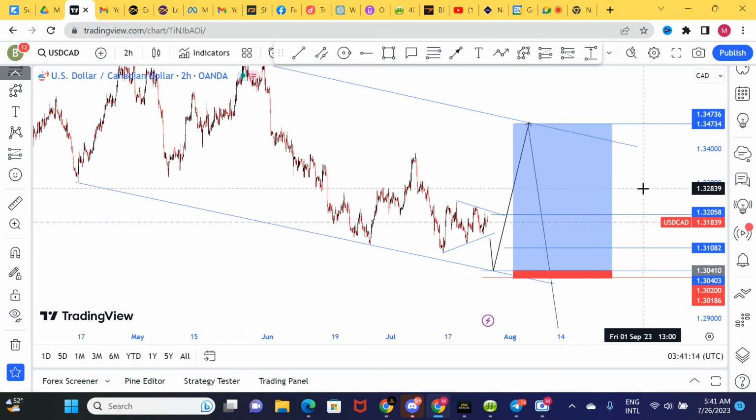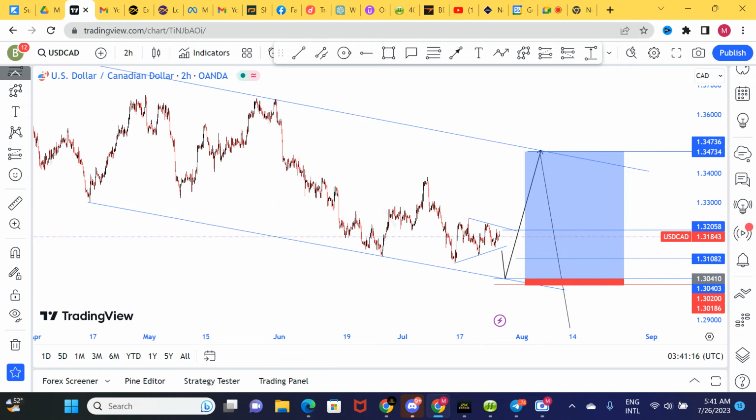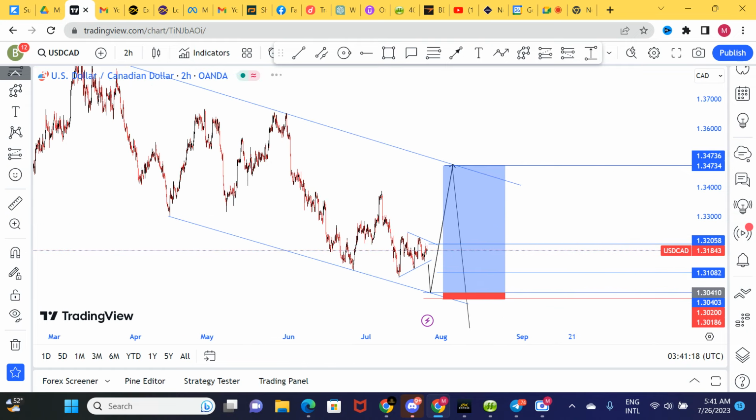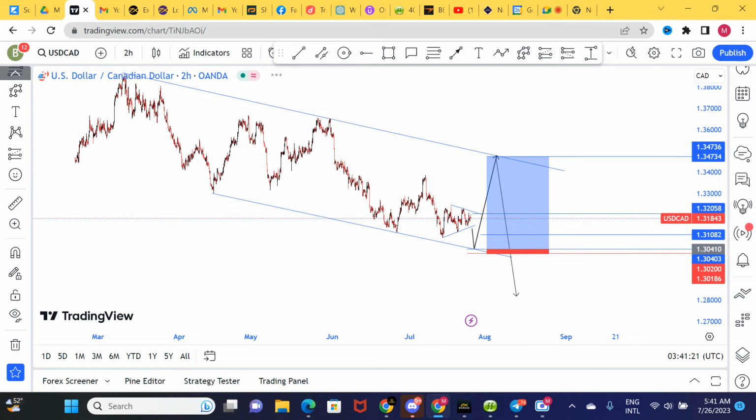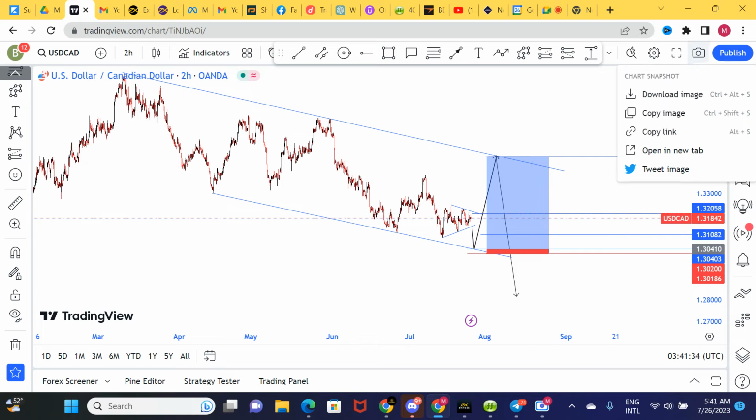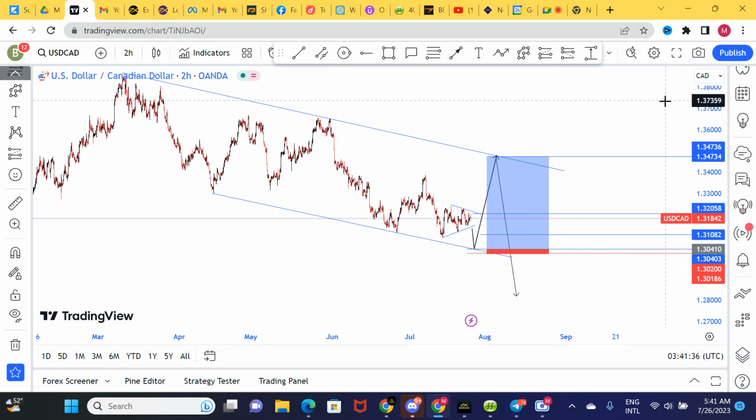All right, ladies and gentlemen, that is our analysis on USD CAD. Then here we'll come and sell. So this is our TP1, TP2, TP3. And then we'll come and sell there. So let me just download.